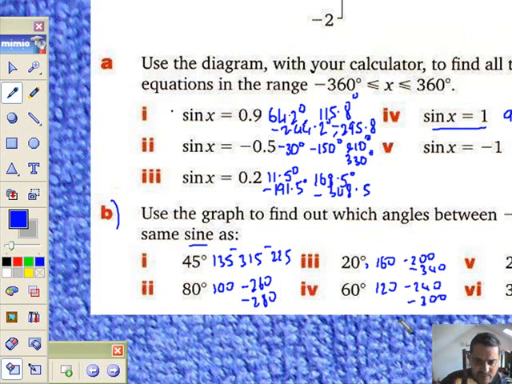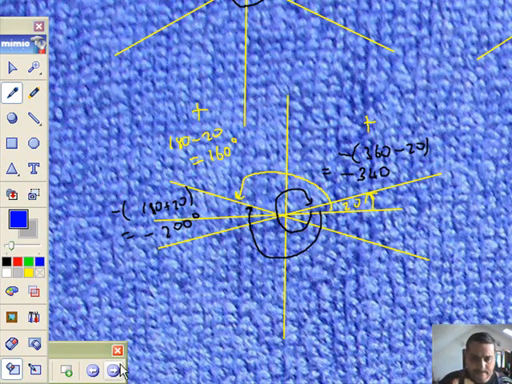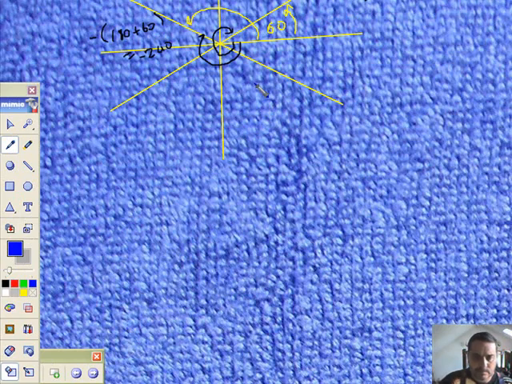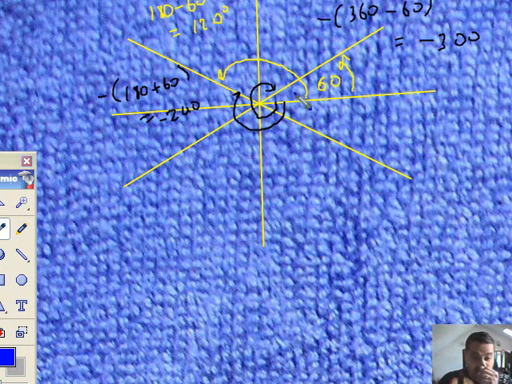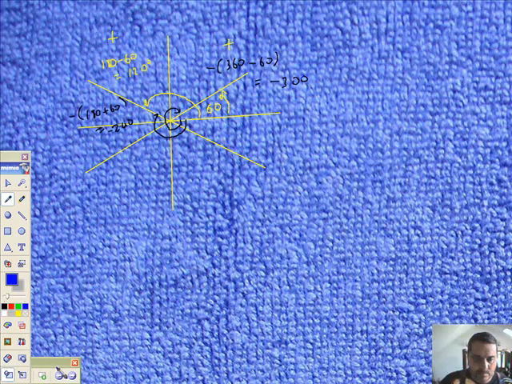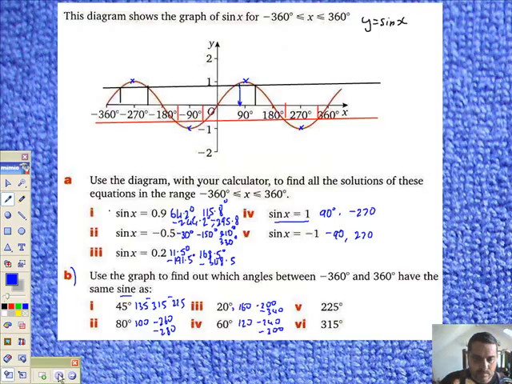And minus 300. I think that's alright, let's check again. Minus 240, 180 plus 60 is 240, and 360 take away the 60 is 300, hence minus 300. I'm happy with that. And what's the next one?